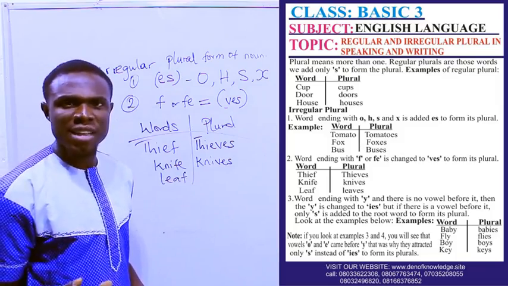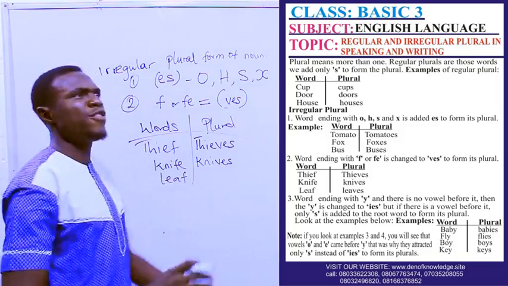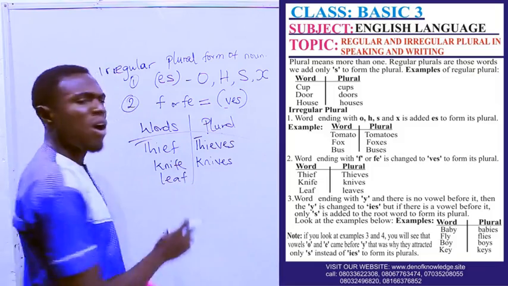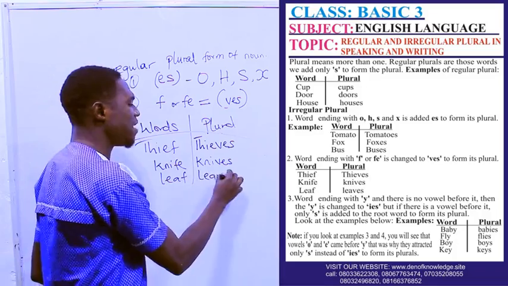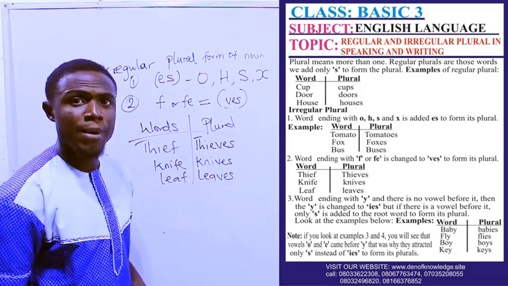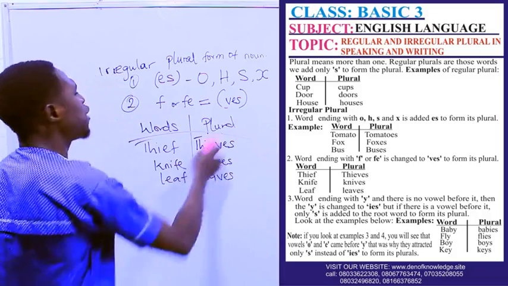Of course, I know you have seen a leaf. Have you seen a leaf? Okay. How about if you see many of it? What are you going to do? Remove this F and put VES. It becomes leaves.